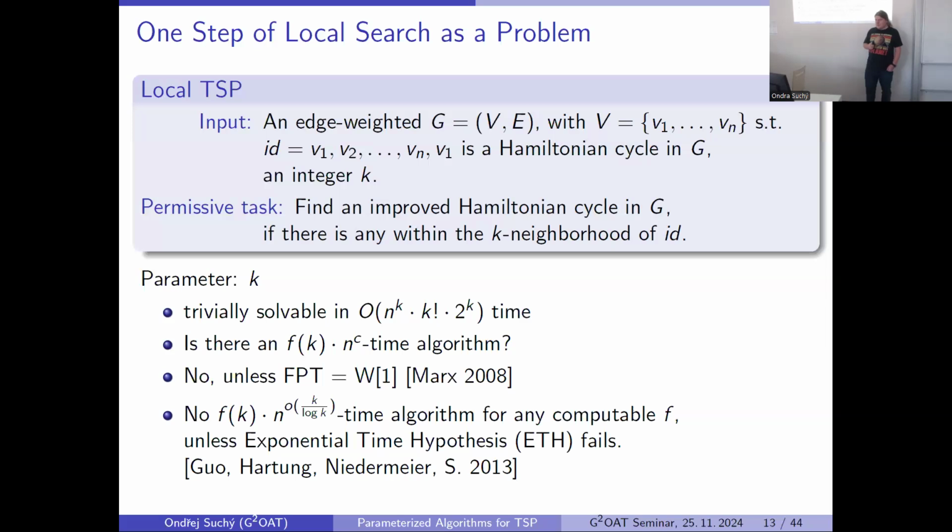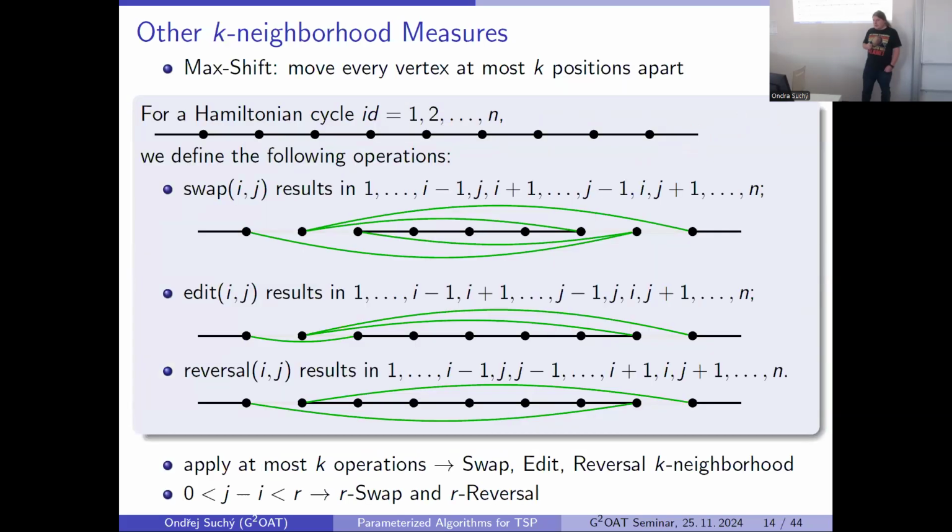So, but we were thinking about different measures also. You can measure the distance between two cycles in many different ways. One of the easiest ones is maximum shift, which measures how far any of the vertices have moved in the permutation of vertices that you are considering. This is called max shift.